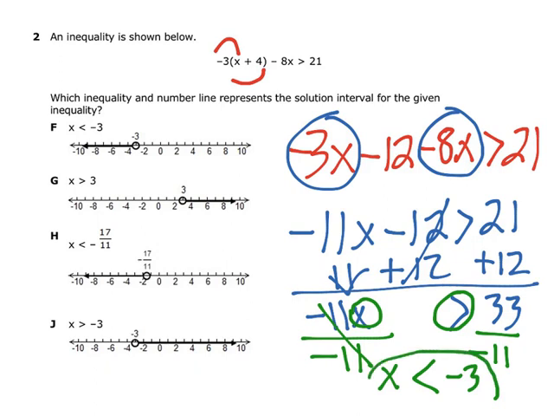Okay, so that ends up being your solution. x is less than negative 3. You can see F right there is x is less than negative 3. Okay, if you didn't reverse it, if you kept it as x is greater than negative 3, you notice answer J there is going to catch those people who forget to reverse the inequality. Don't do that. Don't make that mistake. Okay, but that's how you do this kind of problem.